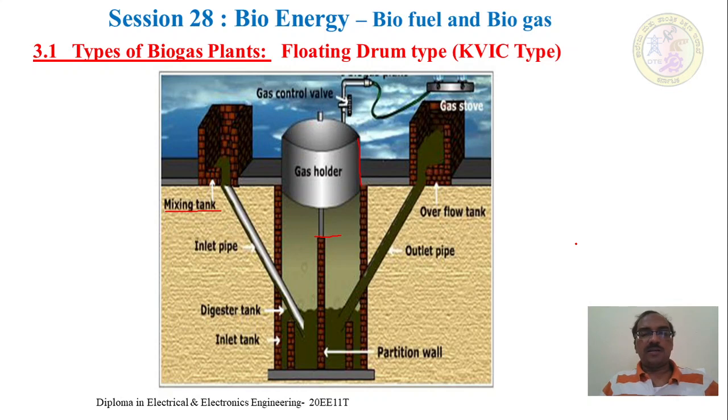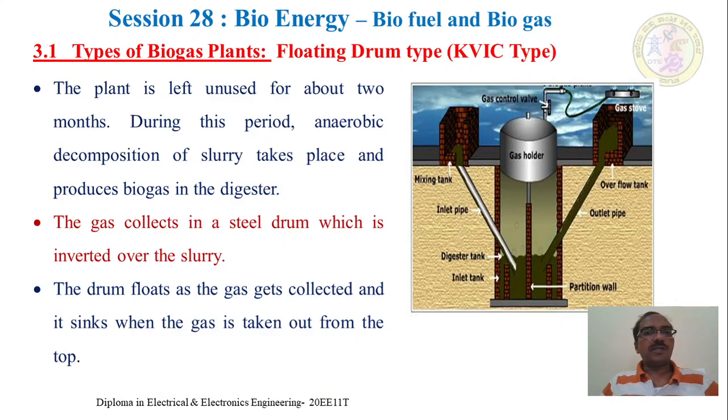Okay, we'll just see the working of this. The plant is left unused for months after the biomass is fed. During this period, anaerobic decomposition of the slurry takes place, and it produces the gas in the digester. The gas collects in the gas holder, which we have shown, a steel material that is inverted over the slurry. The drum floats as the gas gets collected, and if the gas is taken out, it sinks again.